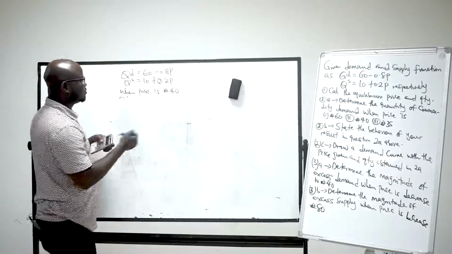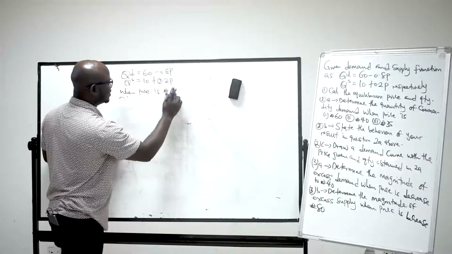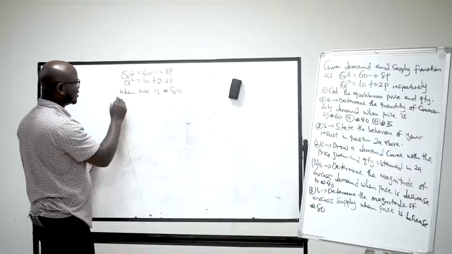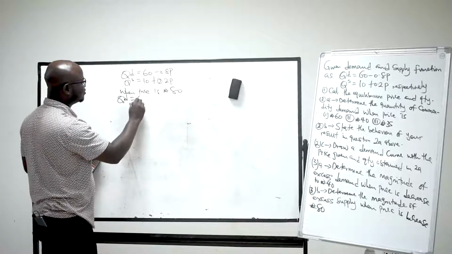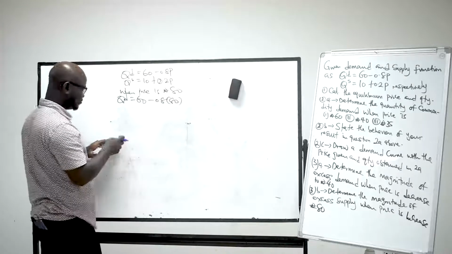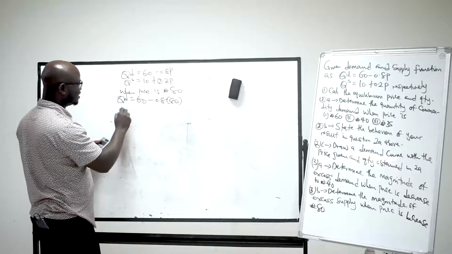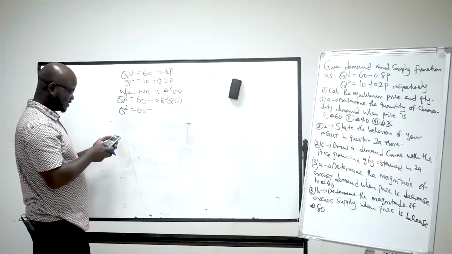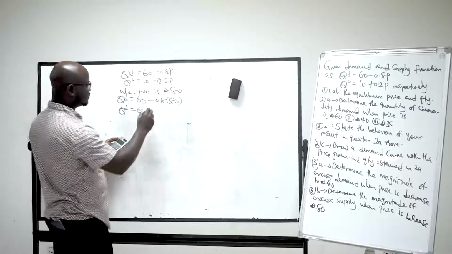Now, the price is now 80, right? Then when the price is 80, what is the quantity demanded? We say the quantity demanded is 60 minus 0.8 times 80, which gives us 64.